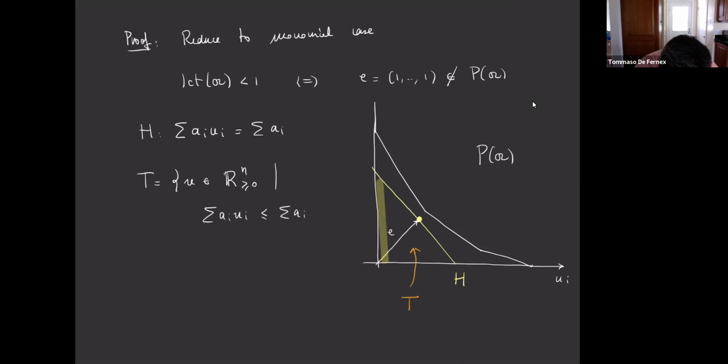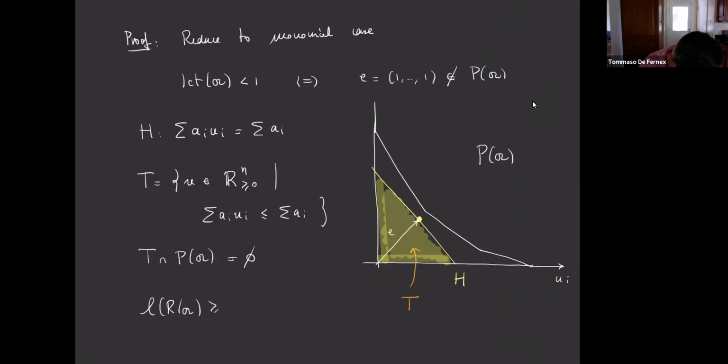So T is this area here. Now, what I know is that T intersect P_A is empty. So the length of R mod A is at least the cardinality of the lattice points inside T.